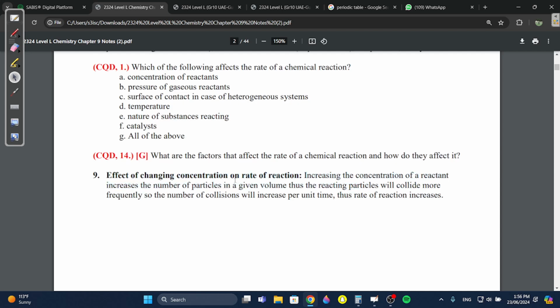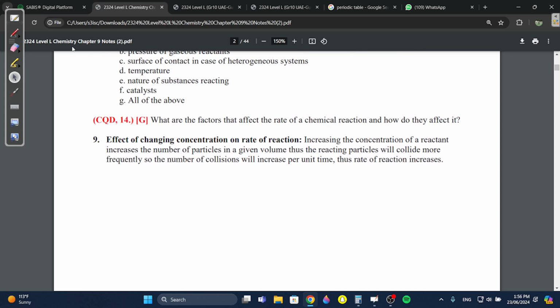How does increasing the concentration of the reactant affect the rate? Okay, you would say increasing the concentration would increase the number of particles in a given volume. Increasing concentration increases particles. Write down the red stuff: increases particles in a given volume. Therefore, they will collide more, so the number of collisions will increase and the rate of reaction increases.